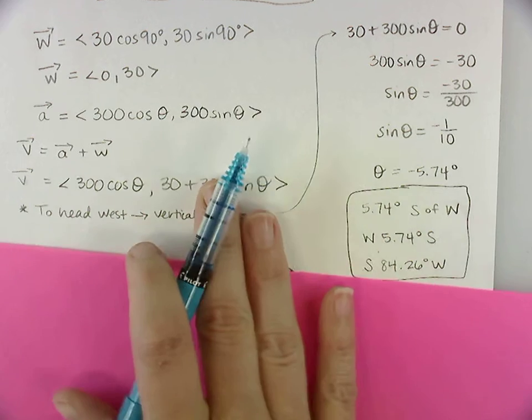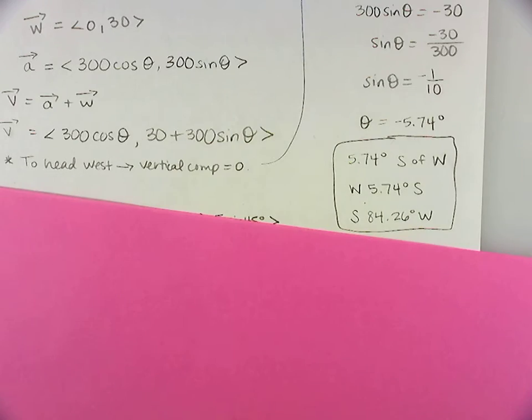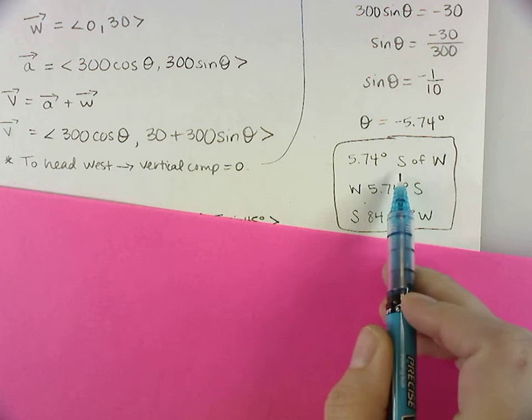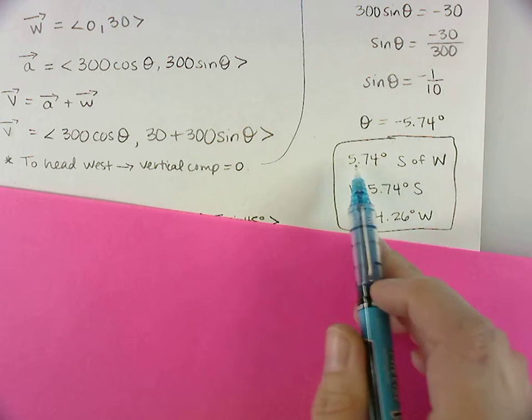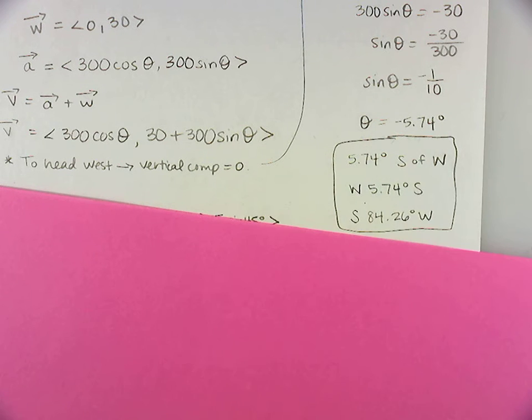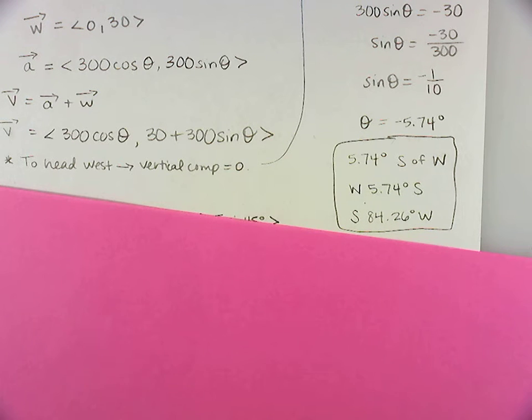So when you get the 5.74 degrees, remember before when we were on the east side, it would be north of east or south of east. Now that we're on the west side, it's going to be south of west. It's south if it's negative. It would be north if the value ended up being positive for theta. And then you could also write it west 5.74 degrees south, or you could subtract that value from 90 and say south and then adjust 84.26 degrees to the west. That would be fine.